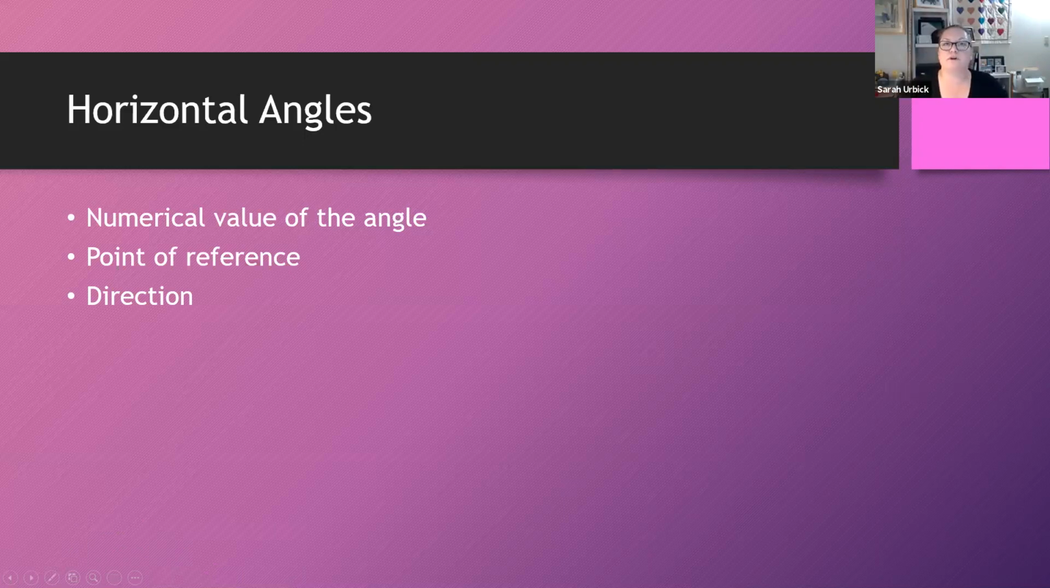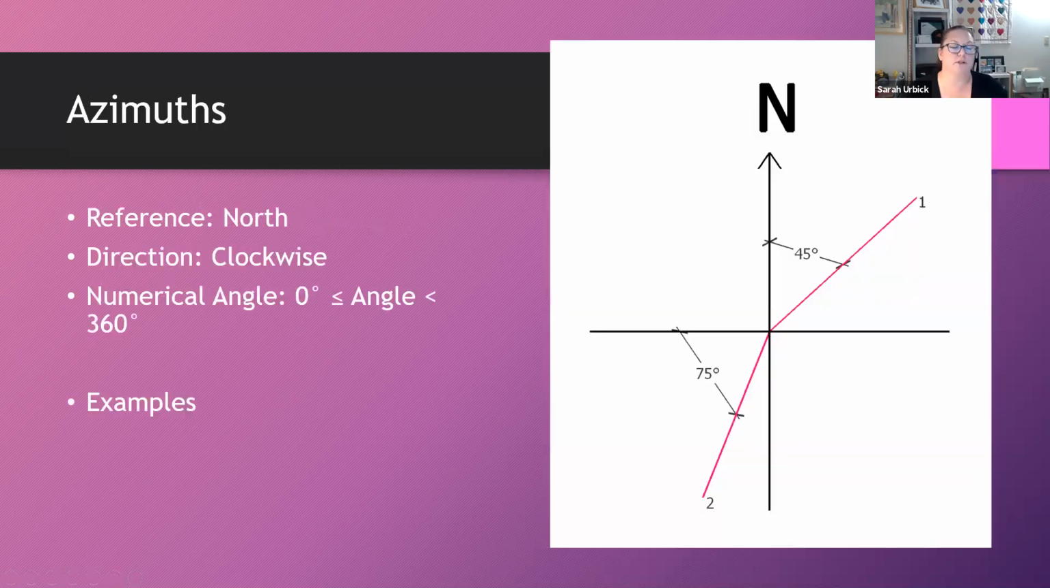So how do we define those directions? Two of the most commonly used pieces of nomenclature, two of the most commonly used ways of describing a horizontal angle, azimuths and bearings. Because I like to go alphabetically, we're going to start by talking about azimuths.